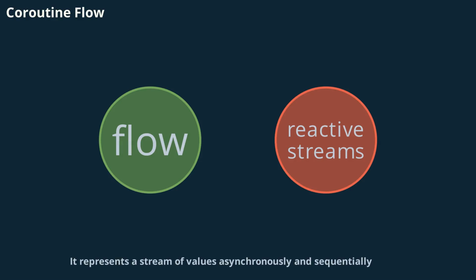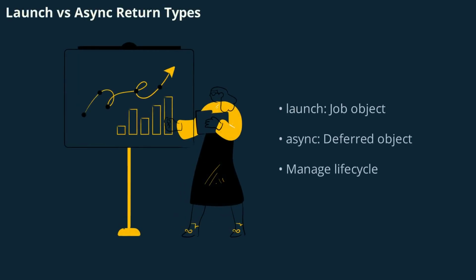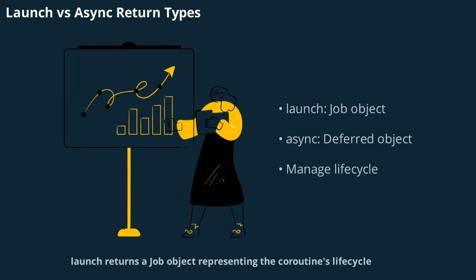It represents a stream of values asynchronously and sequentially, combining the benefits of coroutines with reactive streams. Flow supports structured concurrency and cancellation, making it ideal for handling data streams. Launch returns a Job object representing the coroutine's lifecycle, allowing you to manage and cancel the coroutine. Async returns a Deferred object representing a future result, which can be retrieved using await or similar functions.